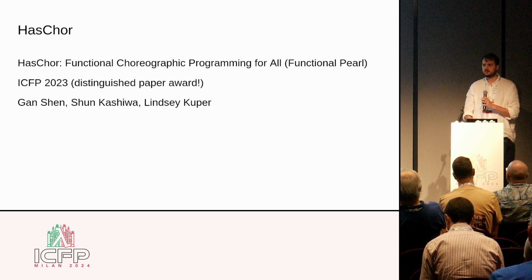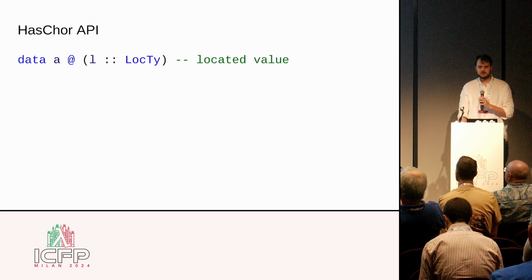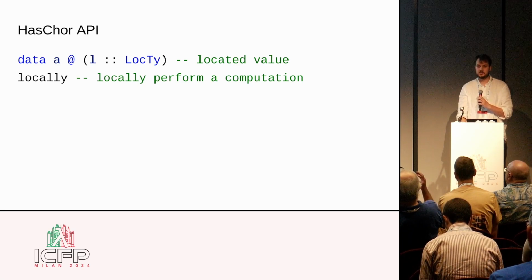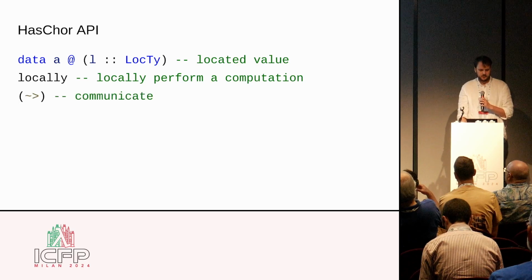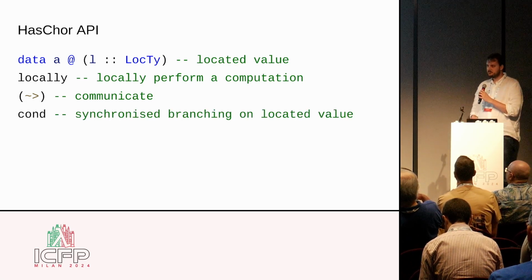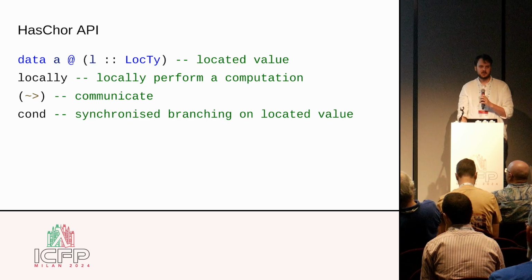So if you remember the details from last year, they shouldn't have changed, but I'll just go through them quickly anyway. The primitives of HasChor are quite few. You can have values that are tagged with a location, like which endpoint this value exists at. And then you have 3 API functions. You can say that an endpoint locally performs a specific computation. The other actors in this distributed application are not going to run this local computation. You can send values from one endpoint to another. It looks like a regular arrow, but it's actually a little squiggly arrow. And then you can have this sort of synchronized branching. If you branch on a located value, you want to inform all the other endpoints of which branch you picked so that you can synchronize further communication.